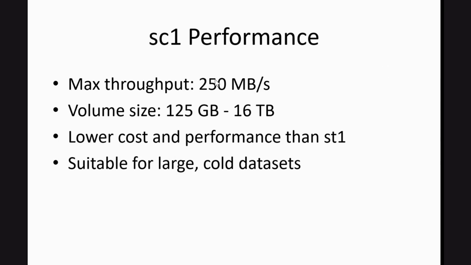SC1 performance: the maximum throughput is 250 MB per second. The volume size is 125 GB to 16 TB. Lower cost and performance than ST1. Compared to ST1, it is low cost and low performance also. Suitable for large cold data sets, huge and not used, just for storing.